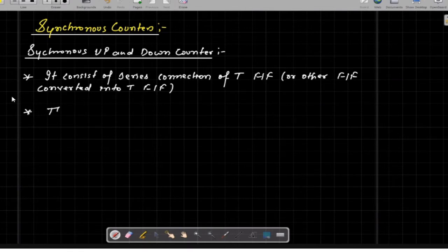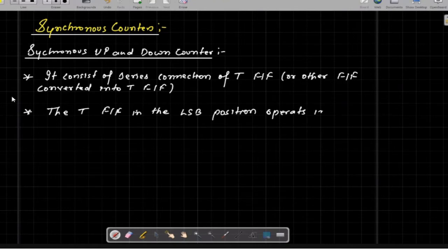Second point is the T flip-flop in the LSB position operates in toggle mode, that is T is equal to 1 mode. This is the second important point.